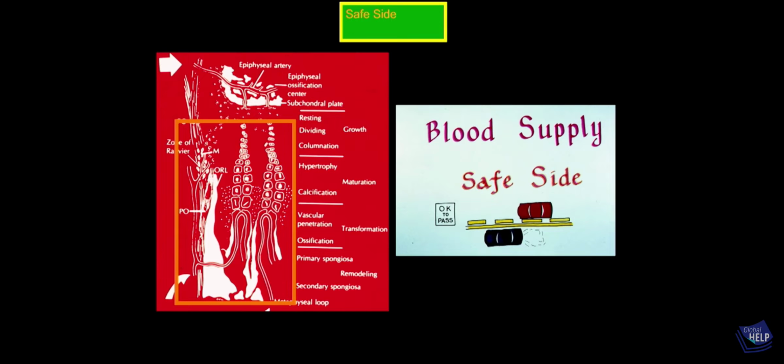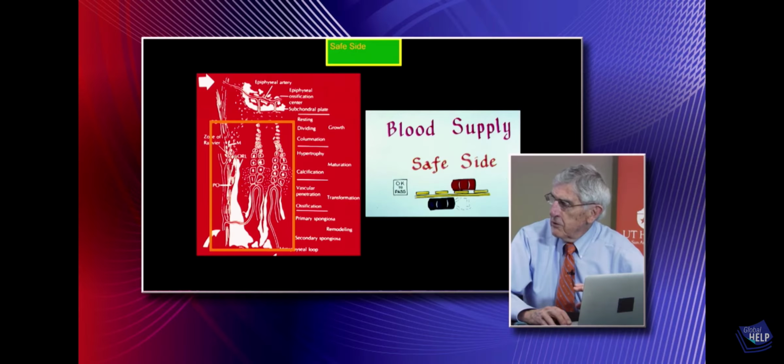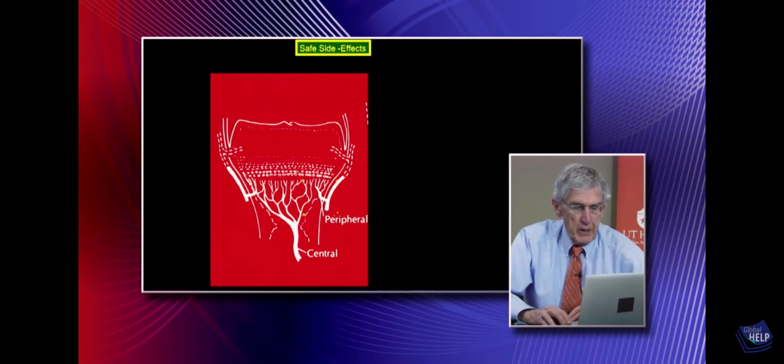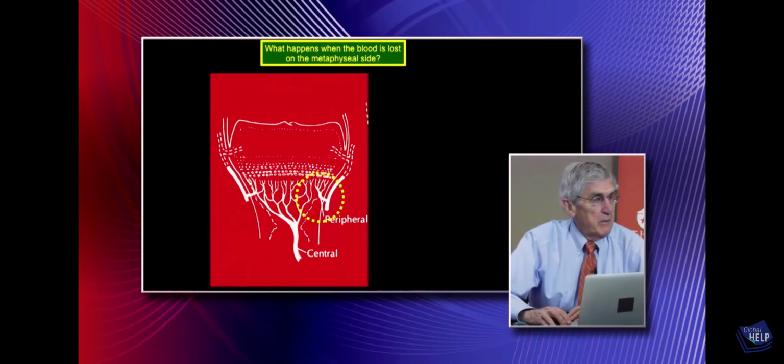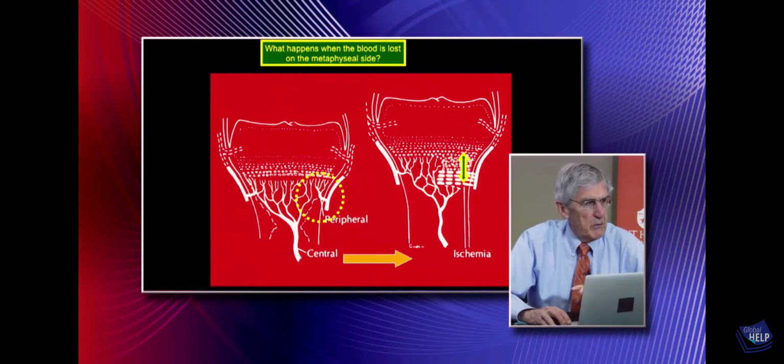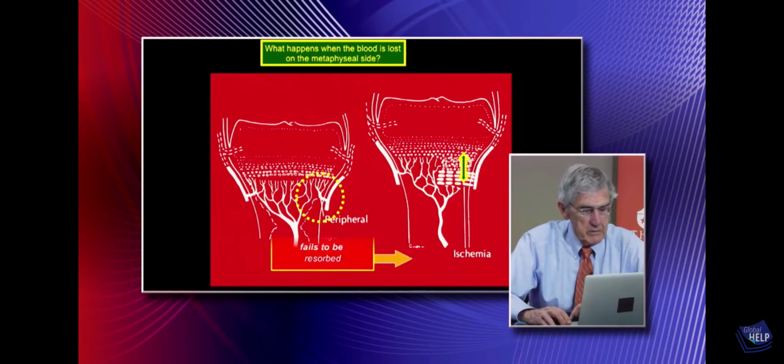Well, what happens on the other side if you lose the blood supply? That's the safe side, because you can operate on that side and you can do just about anything you want there. But what happens if you lose the blood supply on the metaphyseal side, the reabsorption side? Overgrowth. Well, it's not exactly overgrowth. It's actually a lack of reabsorption of that dead cartilage. You don't have the blood vessels to absorb that calcified dead cartilage and cells, and so you have large amounts of cartilage that's not absorbed.